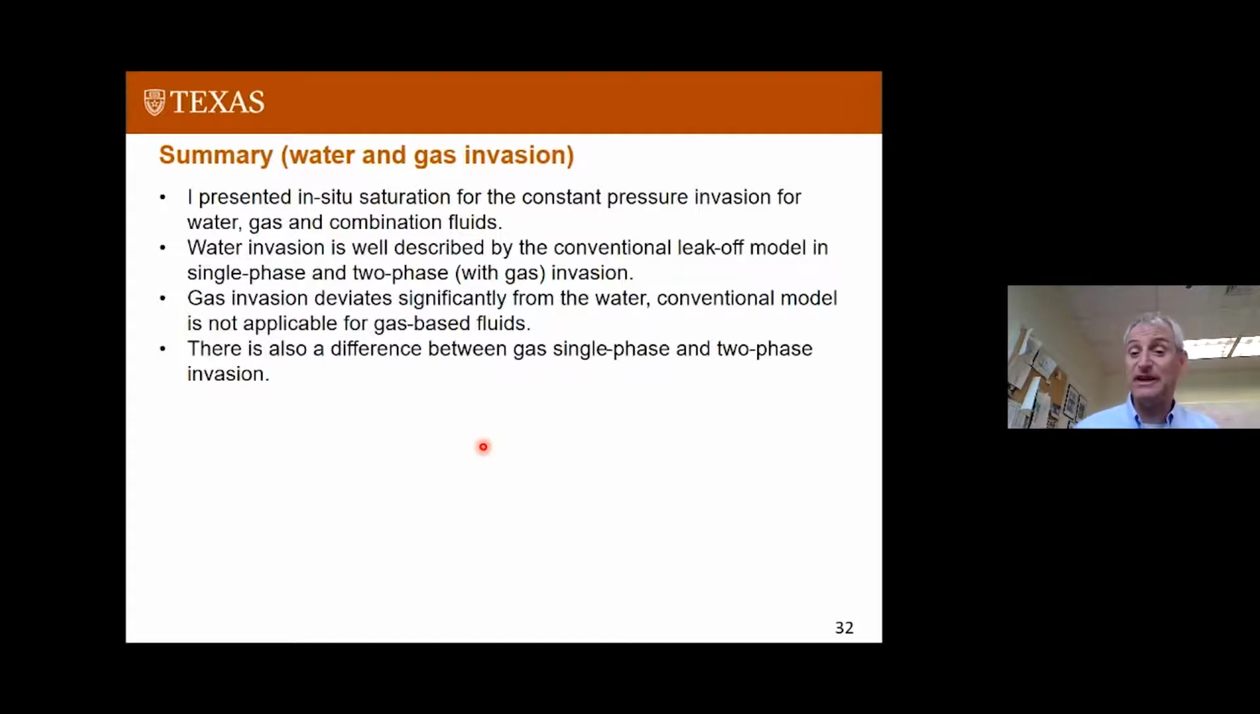And there's also a difference between single phase and two-phase invasion. Again, how far these things invade is going to be really important for how fast it cleans up. And choosing your fluids so that you're going to invade less is going to be important for how fast it cleans up.